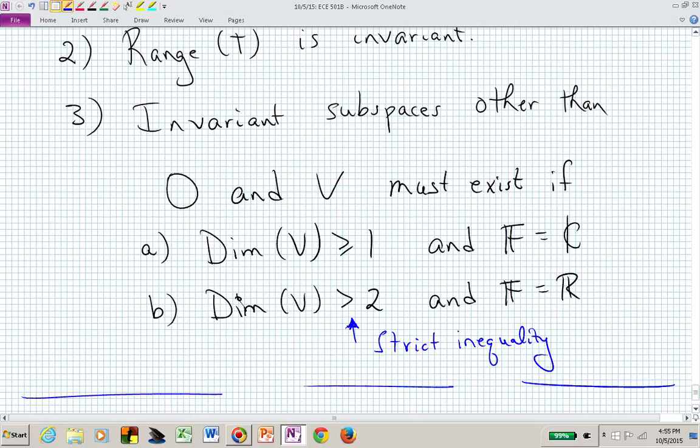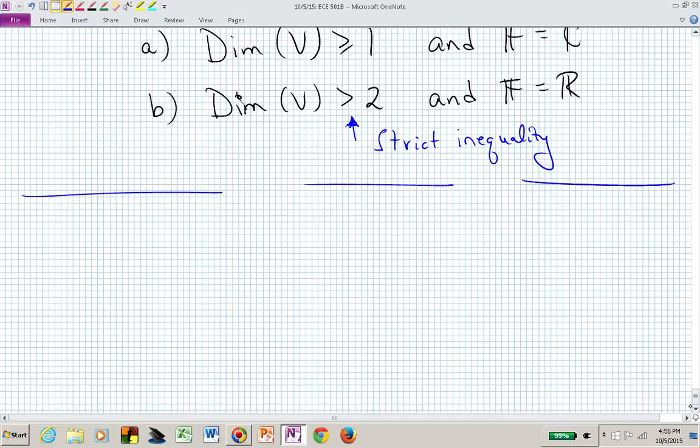In part A, as long as we have a non-constant polynomial, a first-order polynomial with complex coefficients has a root. That's why we can have the dimension of the vector space V being greater than or equal to 1 when we have complex numbers. Then we do have eigenvalues of just a single dimension.